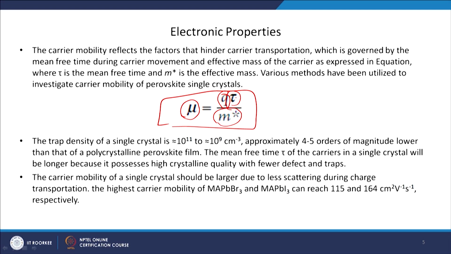Just like for a polycrystalline material, we use various methods like the time of flight method, where we use a laser beam to excite the material, and then whatever time the electrons or holes take to travel from the bulk towards the electrode, that we trace in an oscilloscope as a function of the voltage. From there we can find out the mobility of the charge carrier. That was the photo charge carrier mobility.